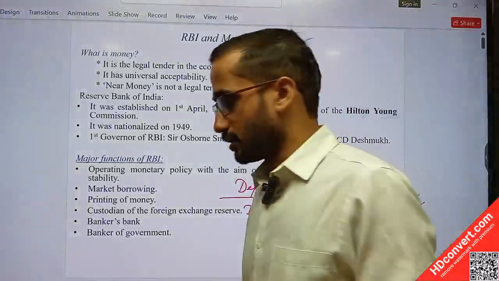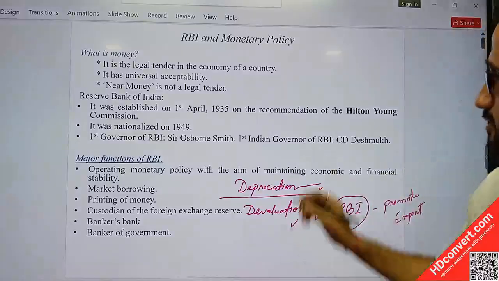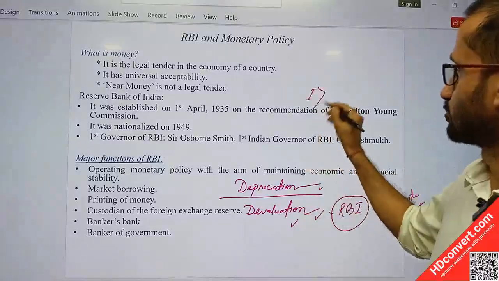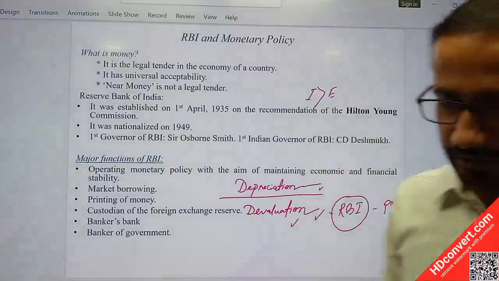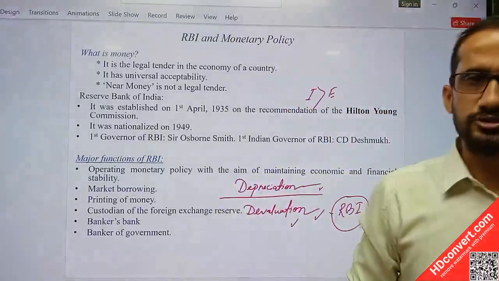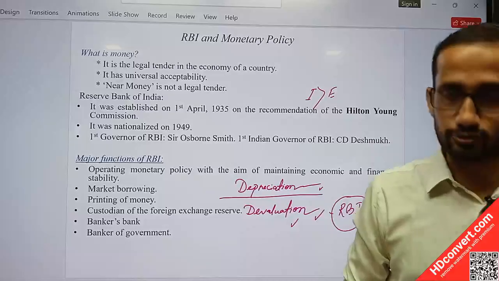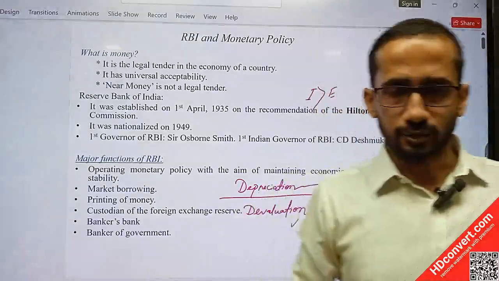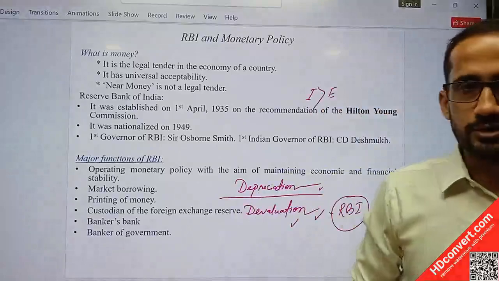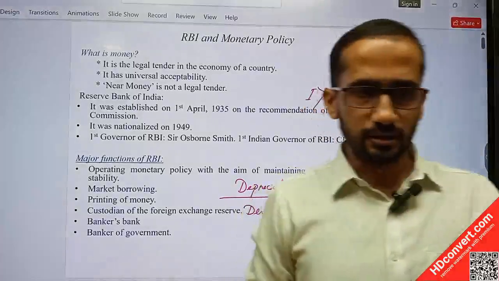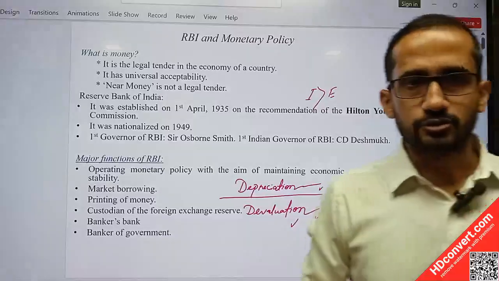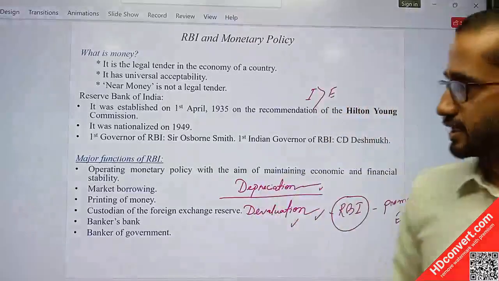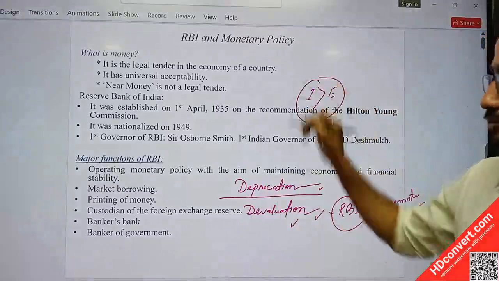Now, we know that India is an import-dependent country. It means our import is more as compared to export. That is why we always have a trade deficit. Our trade is not surplus. If we see our balance of payment, there are two accounts, current account and capital account. Under the current account there is a trade account, where our balance of trade is always negative because our import is more than our export.